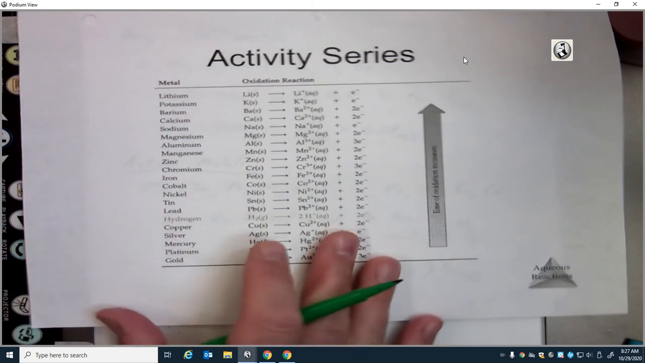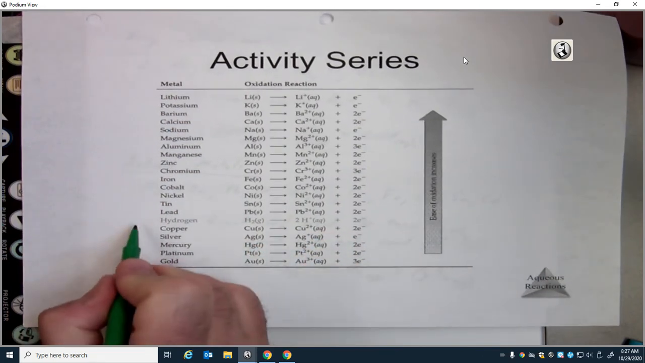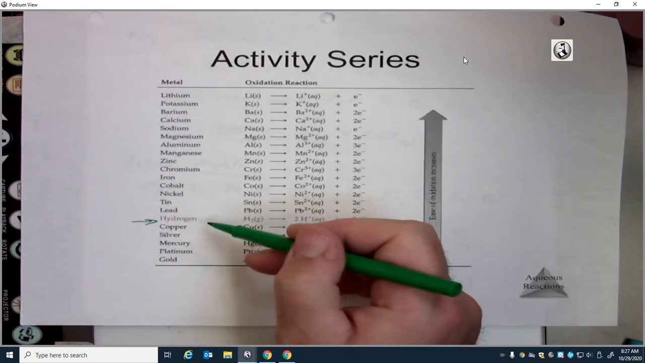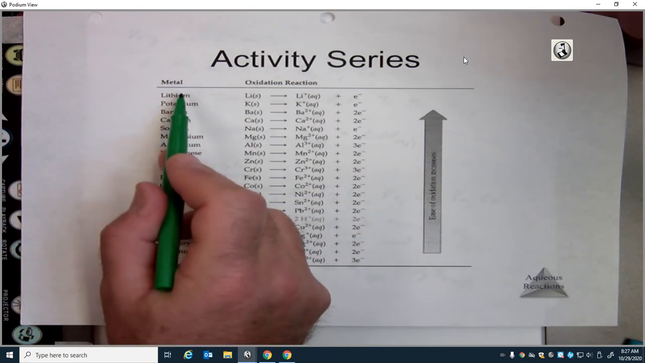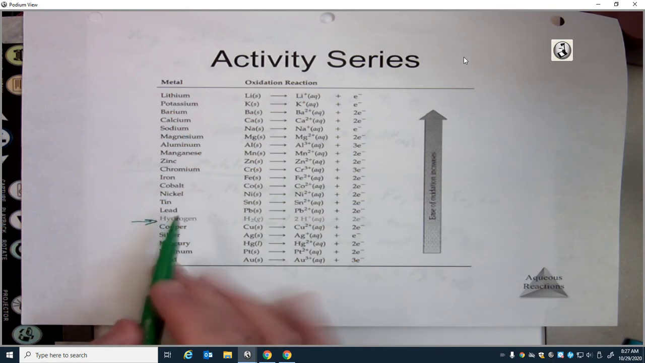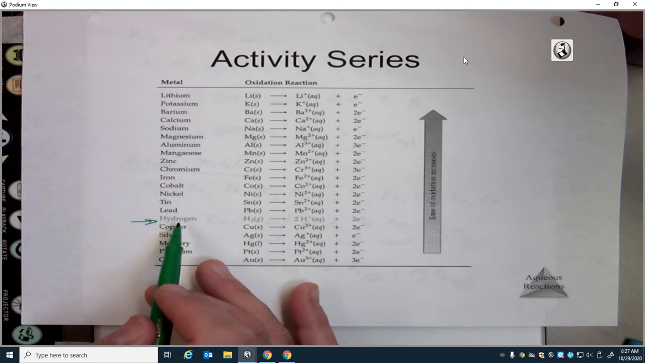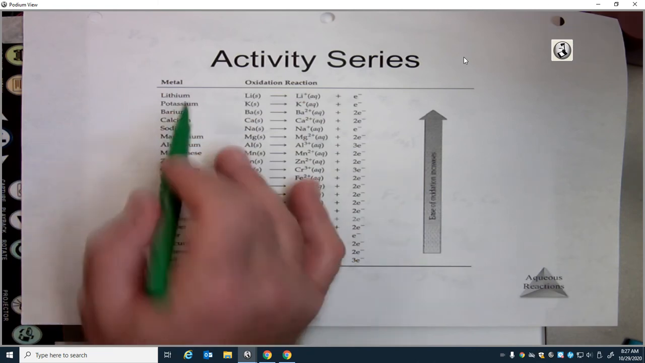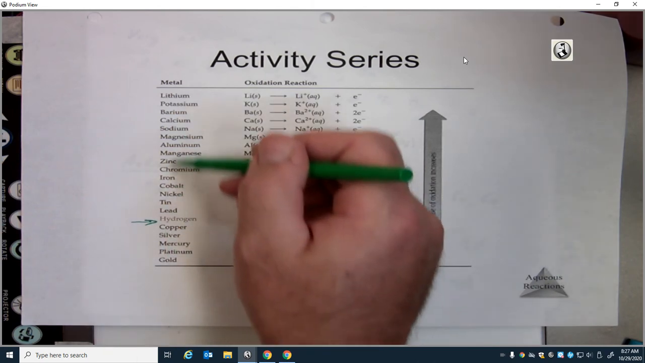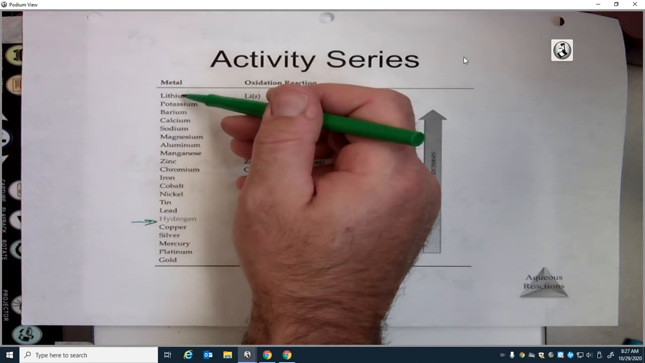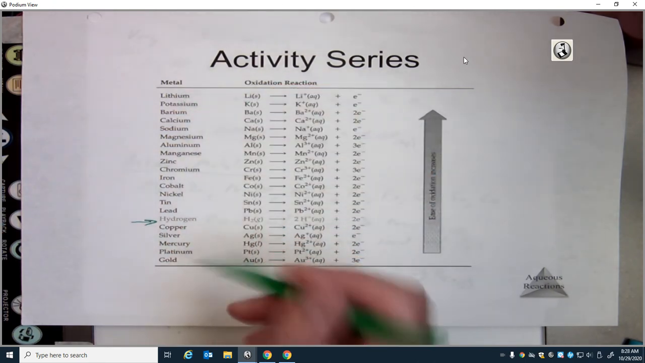Now, if you remember back to your chemistry class, we said this. Anything above hydrogen would react with an acid. So this is kind of like our dividing line between our active elements or active metals and our inactive metals. So everything below here is very unreactive. Right, so everything above hydrogen will react with an acid, things below won't.